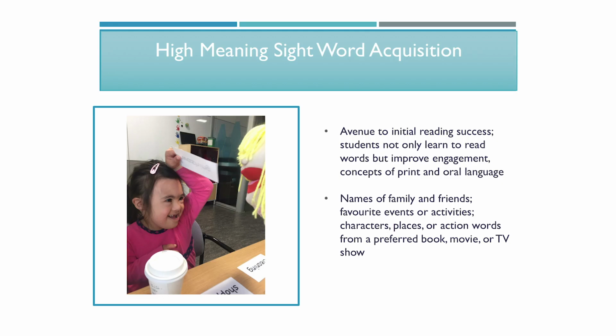All right, so this is high-meaning sight word acquisition. So again, we use this as an avenue to initial reading success. So students not only learn to read words, but improve engagement, concepts of print, and oral language. And these words would be names of family and friends, favorite events or activities, characters, places, or action words from a preferred book, movie, or TV show, or anything really that your student is highly motivated for or by.